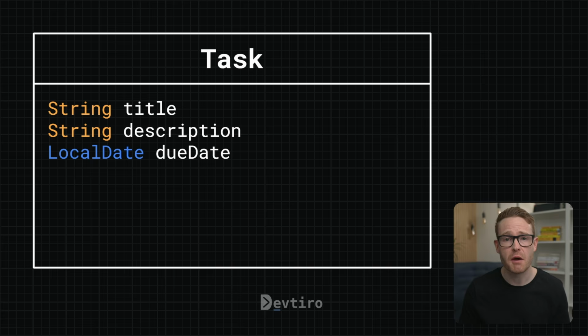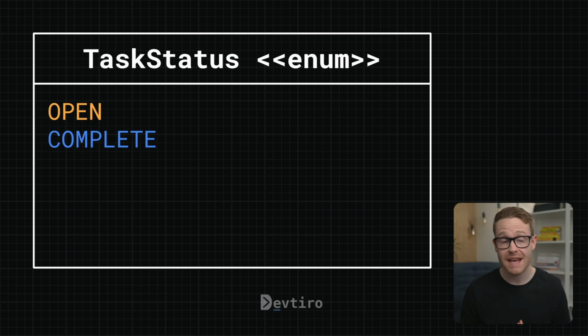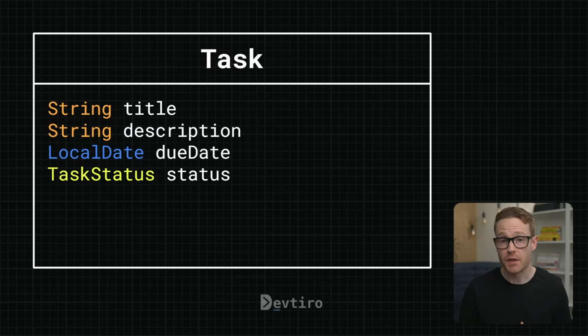So in this case, we're going to use an enum. We can see here the TaskStatus enum currently has the values of open and complete, the two states that our task can currently be in. If we wanted to introduce some more states down the line, we can simply add them to the TaskStatus enum. But for the moment, we're going to have a status field of the TaskStatus type, and that's going to allow us to capture whether or not a task is open or complete.